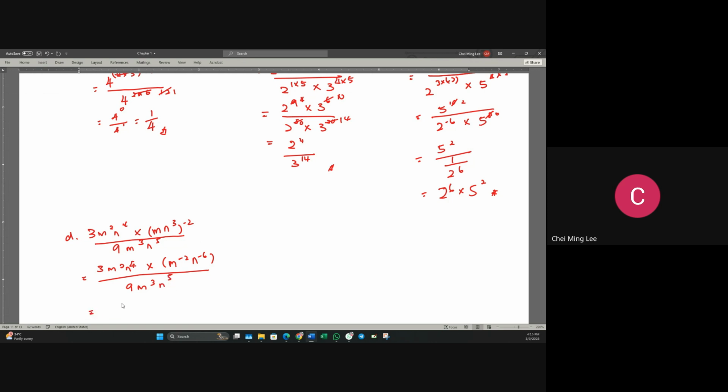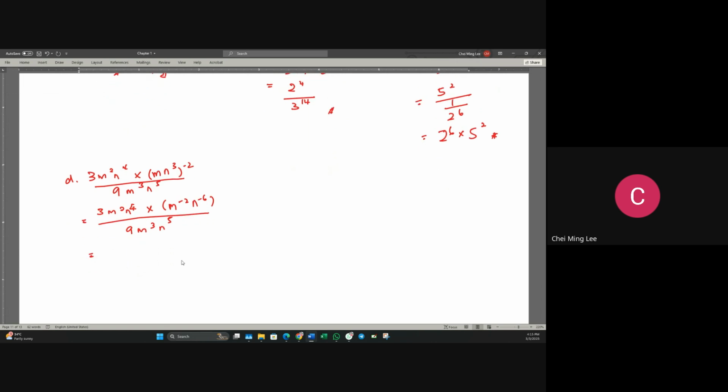All right, then. The number only, so 3 is maintained. So m: 2 minus 2 plus minus 2, 2 minus 2. Then n to the power of 4 plus negative 6, so 4 minus 6, divided by 9 and 3 and 5. So this one and this one we simplify, it becomes 3.